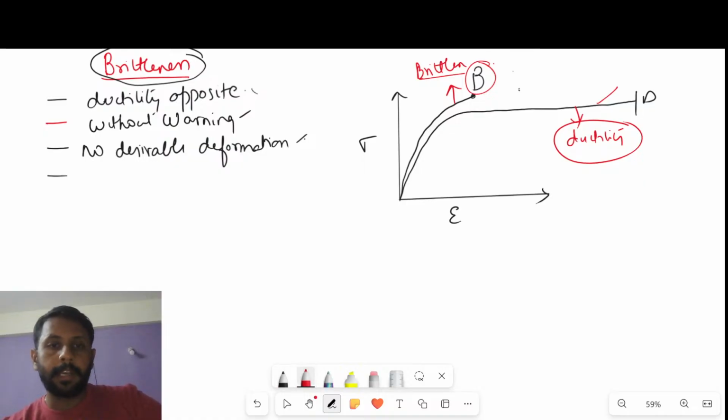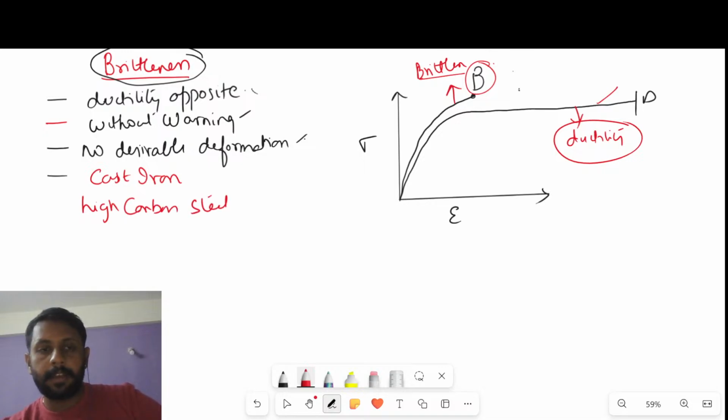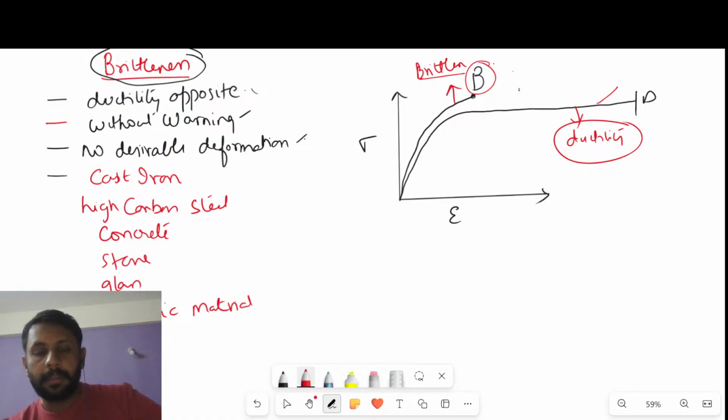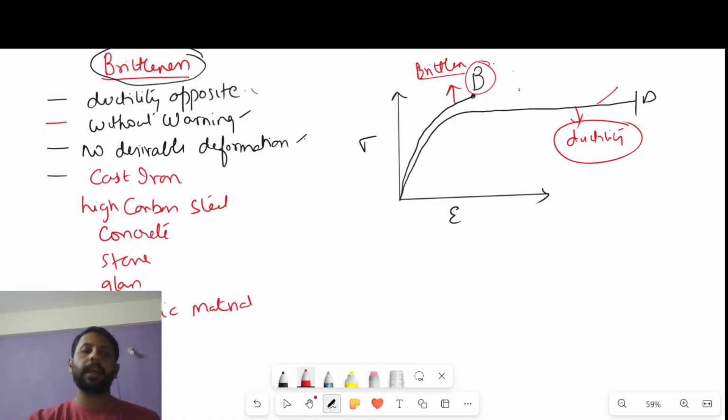Can you tell me some examples of brittle materials? Cast iron, high carbon steel. Next is concrete. Concrete is also brittle, right? Also stone, glass, and any ceramic material, like the tiles we put in our houses, which can suddenly crack. So these are all examples of brittle materials.